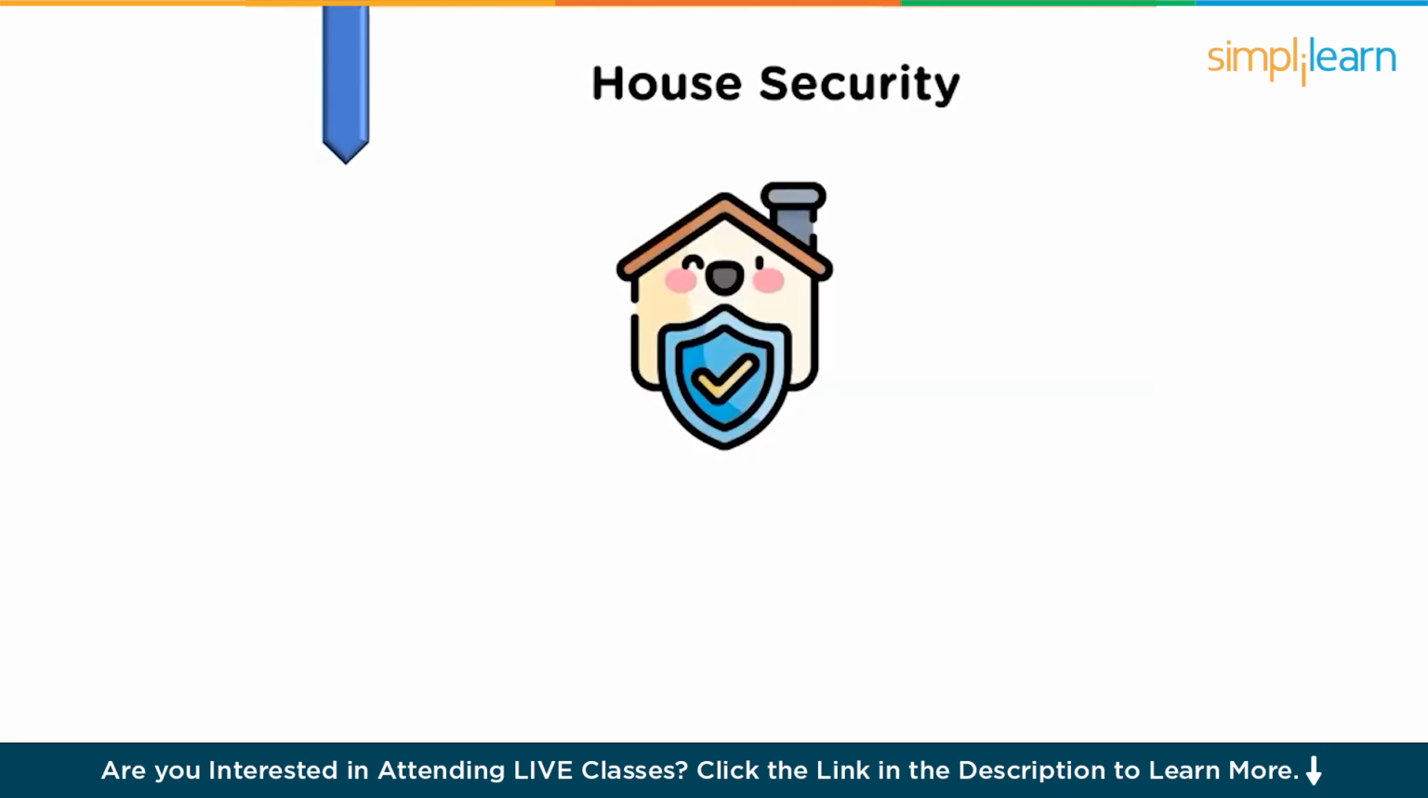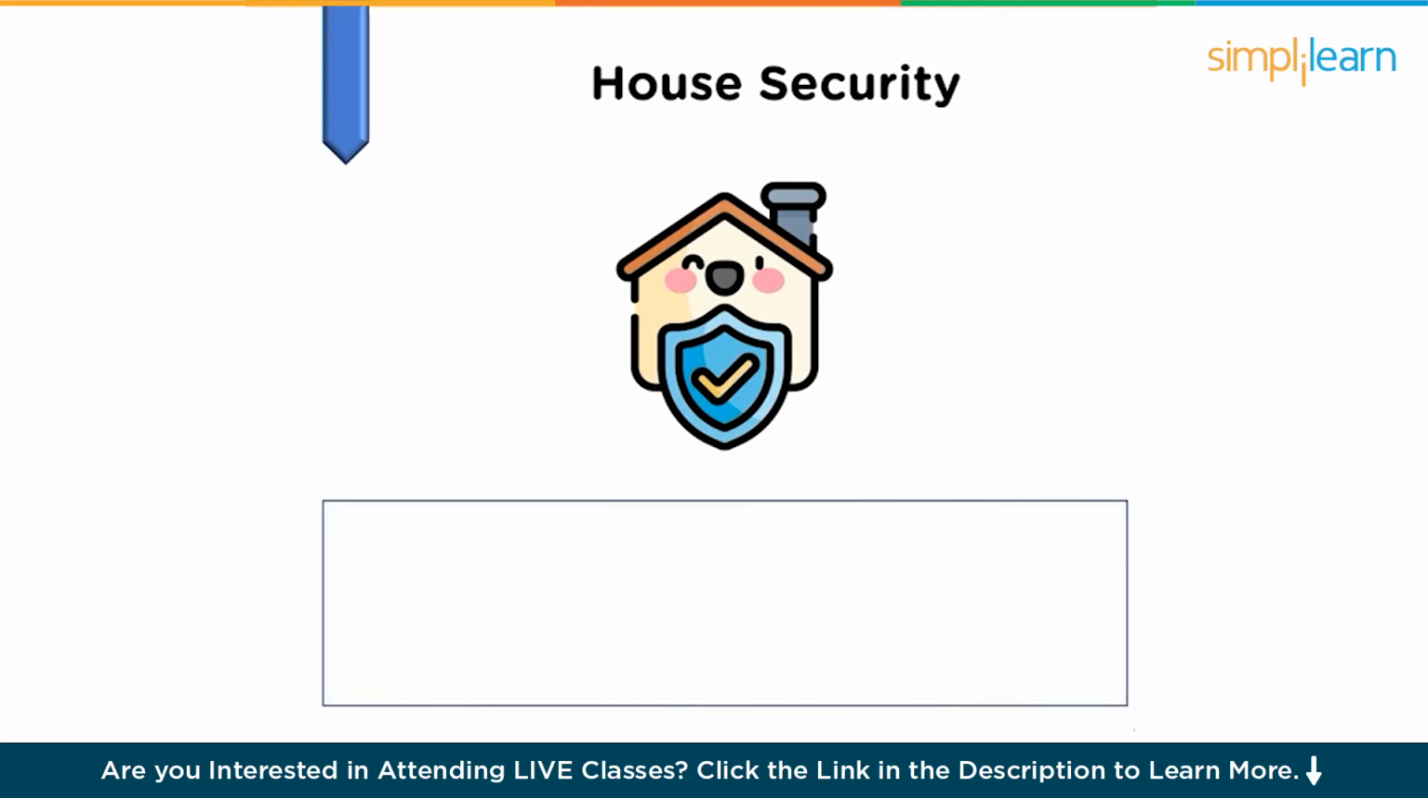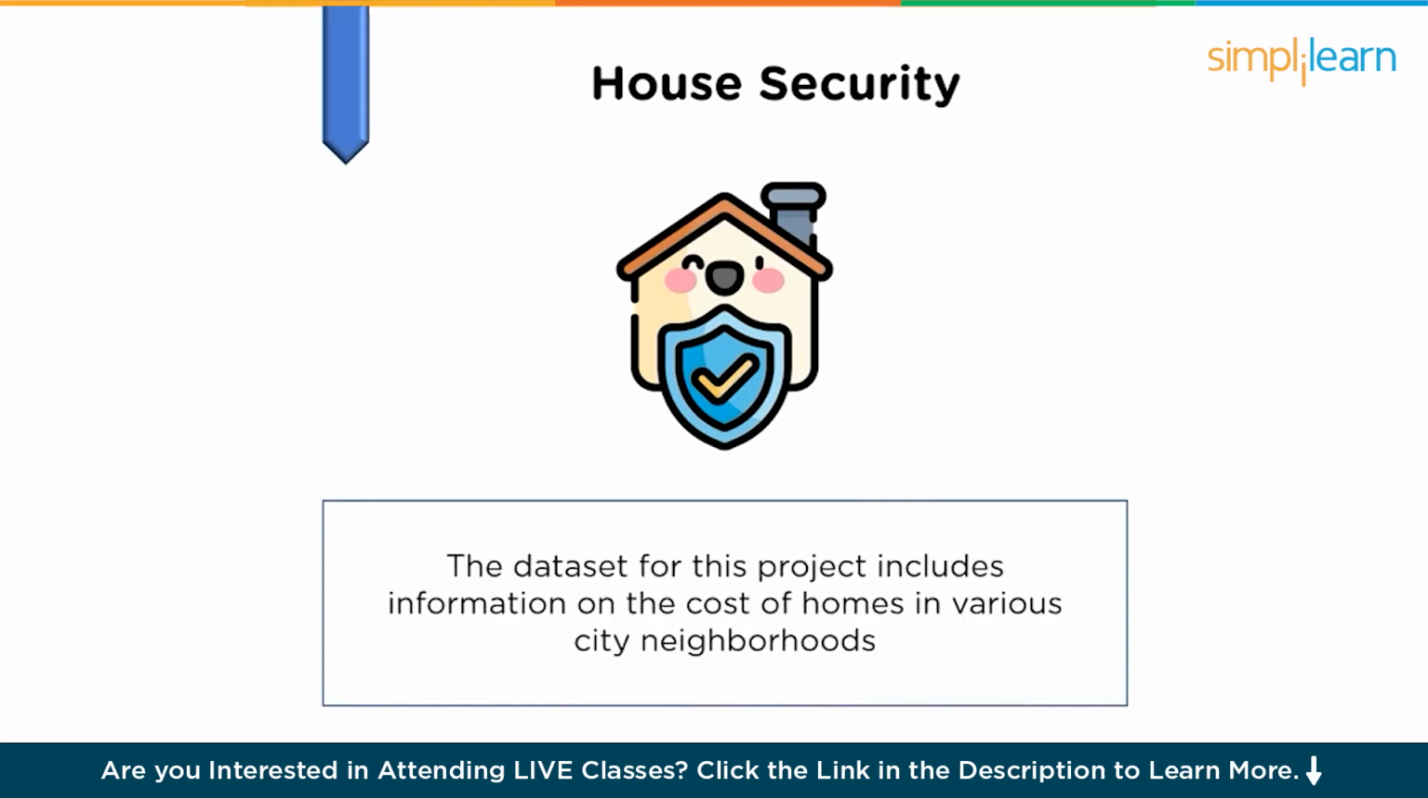Now, the last one is predicting house price. You will need to estimate the sale price of a brand new home in any place for this assignment. The dataset for this project includes information on the cost of homes in various city neighborhoods. The UCI Machine Learning Repository is the place where you may find the dataset needed for this research.